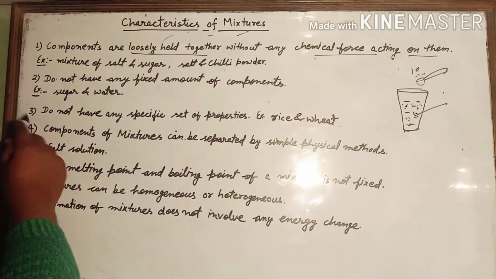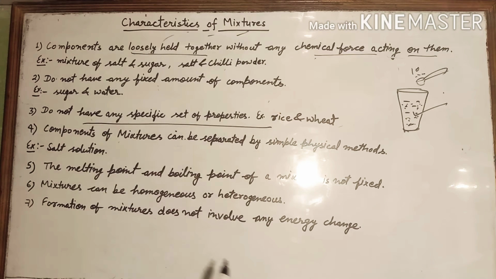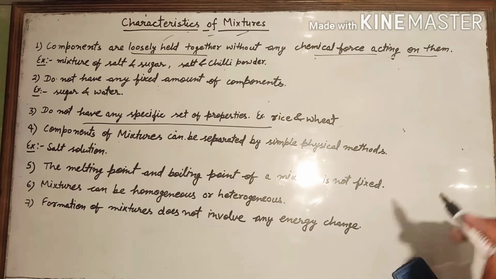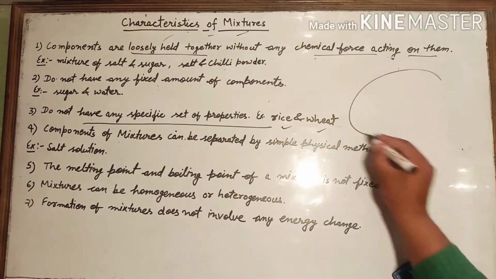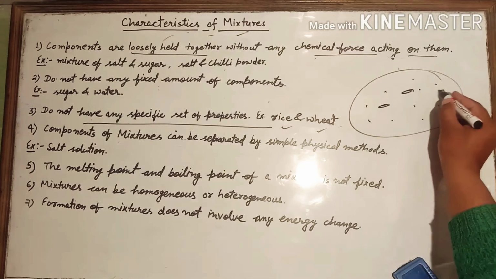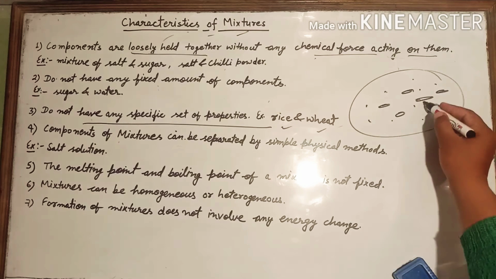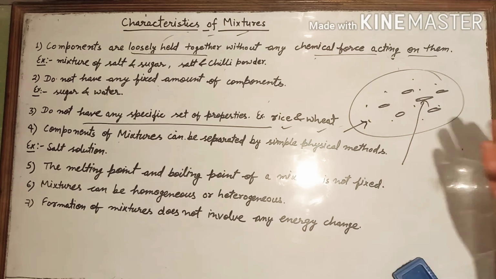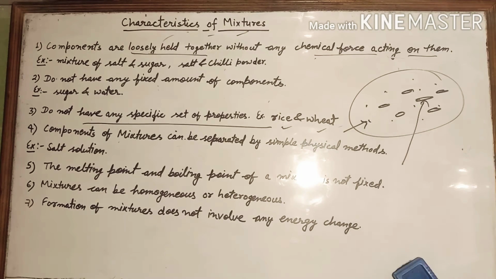Now come to the third point: mixtures do not have any specific set of properties. Because there is no chemical bonding, the components will show their individual properties. In the case of rice and wheat, these are the wheat particles and these are the rice particles. If you look at this mixture, you can easily recognize the particles of wheat and the particles of rice. No new compound is forming, that's why they will not show any specific set of properties.